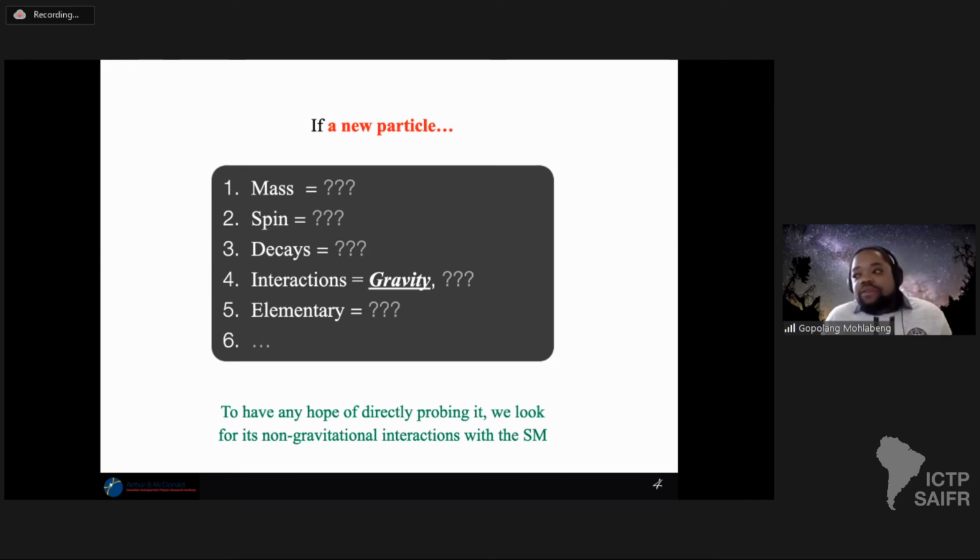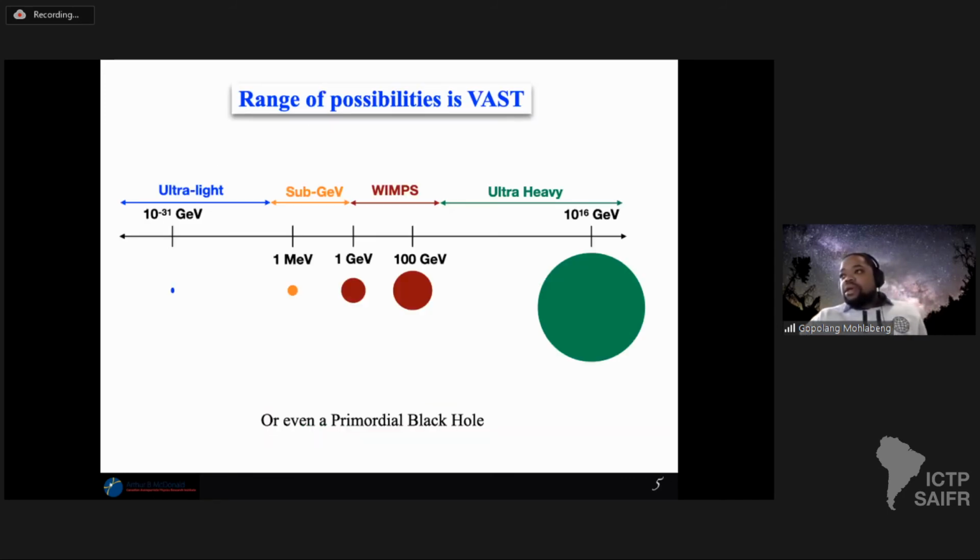And I would argue that to have any hope of actually probing it, we need to look for its non-gravitational interactions with us. A lot of people could argue that if we have primordial black holes, then gravity can actually tell us a lot about this as well. This is new exciting work that is being done, as we saw from the previous talk by James. And so the range of possibilities of what dark matter could be is huge, right? Dark matter could be anything from wave-like at around 10 to the minus 22 eV, all the way to the Planck scale, or even beyond, in the form of primordial black holes.